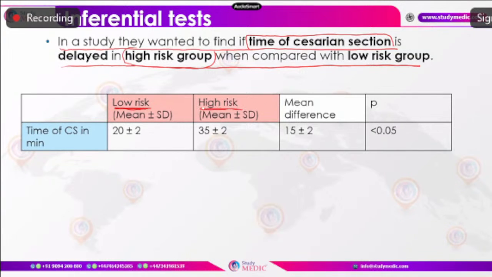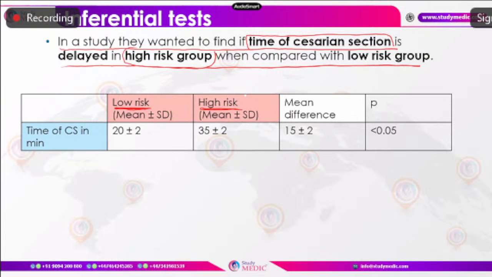Now, what are they doing? What is the objective here? They want to compare the time duration of cesarean section done in the low risk group versus the high risk group. That means in this study, they are trying to find out the significance of the difference in mean time of the cesarean section between the high risk and low risk group. If there is a difference, is it higher in the high risk group? And is this difference significant or not?